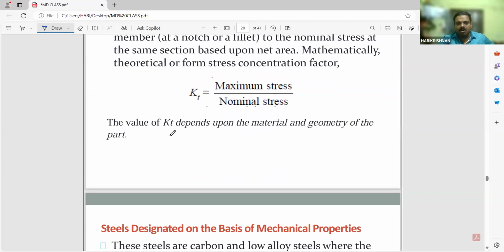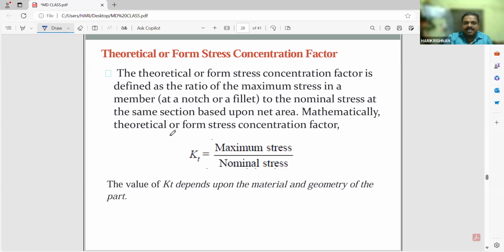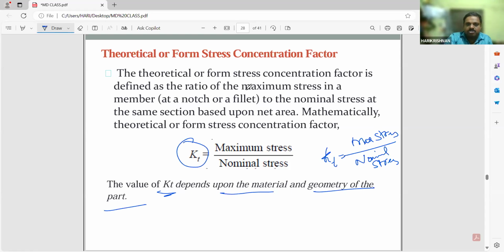Next is theoretical or form stress concentration. The theoretical or form stress concentration factor is always with a K suffix T. Okay, that is maximum stress divided by nominal stress. So this KT depends upon the material and the geometry of the part. So it is the maximum stress in a member to the nominal stress at the same section based upon the net area. So when you are designing a material in machine design, you have to understand one thing: the stress concentration factor should be reduced to minimum.